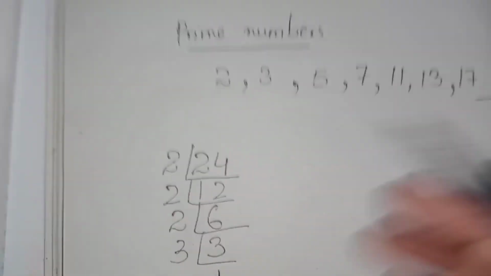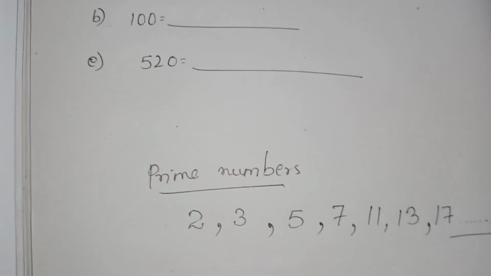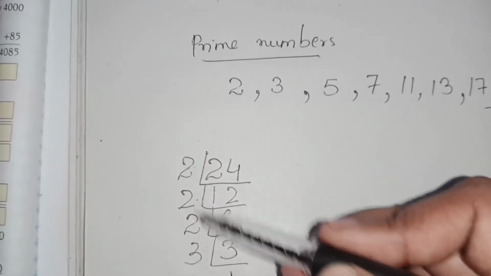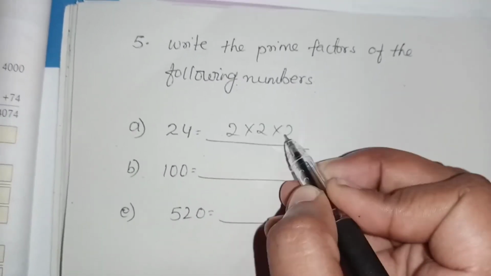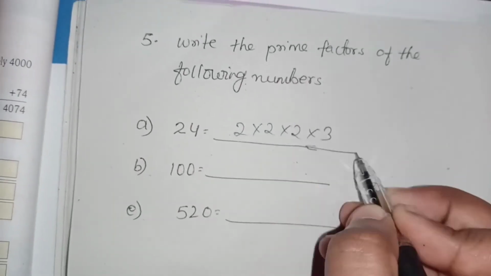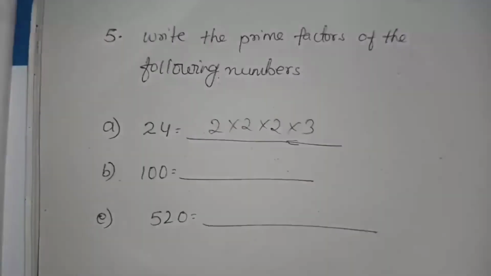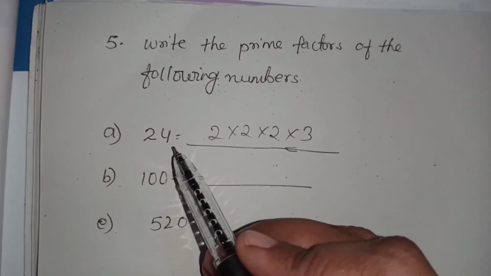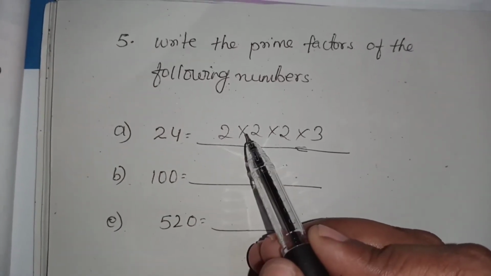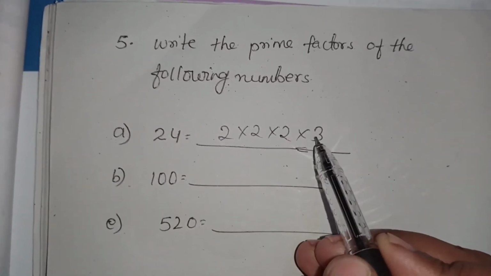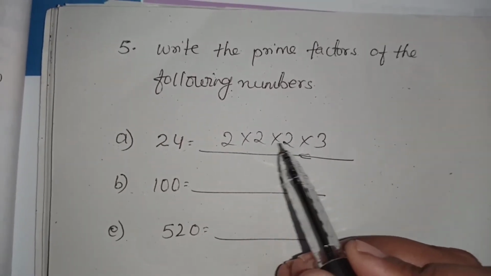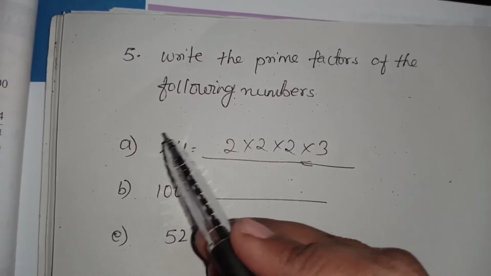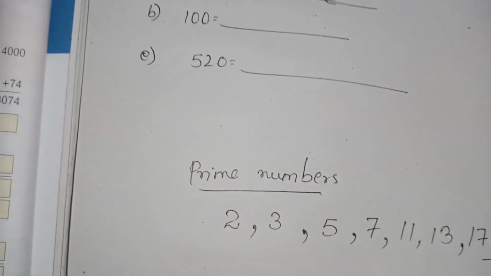Okay. So what I'll do, I'll write here. How many 2's are there? 1, 2, 3, and 1 three is there. So I'll write here 2 into 2 into 2 into 3. Okay. So these are the numbers. When I multiply, I will get 24. Now see here, 2 twos are 4, 4 twos are 8, 8 threes are 24. So these are the prime numbers, and the product of these prime numbers is 24. Now let's find for 100.